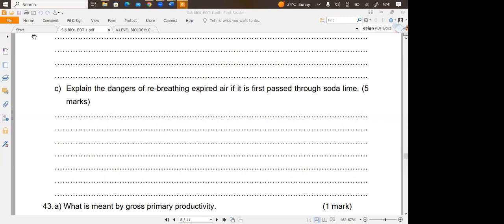Then, what of absorbing it, putting it in the soda lime? So Daniela has sent something in my inbox that if the expired air is passing through soda lime, the carbon dioxide will be absorbed and only oxygen will then be present. It will be having a lot of oxygen, which can lead to oxygen poisoning. Partly yes, partly yes.